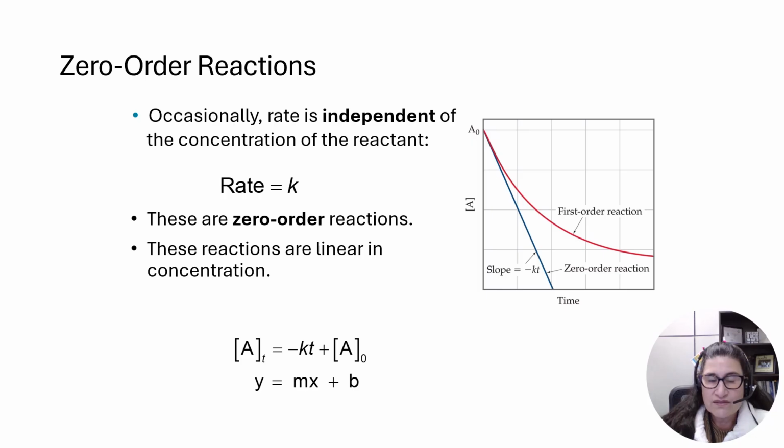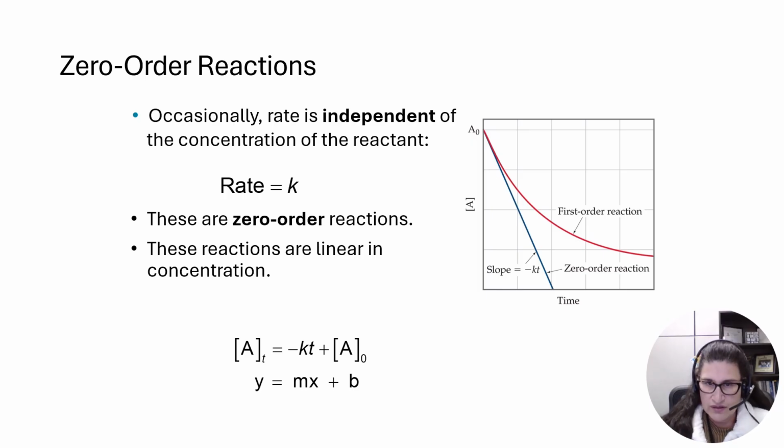All right, zero order reactions means that when we change the concentration, it doesn't have any effect on the rate. So rate is equal to k. There are some zero order reactions. In this case, if I plot concentration versus time, I would get a straight line, and the slope of that line would be minus k.